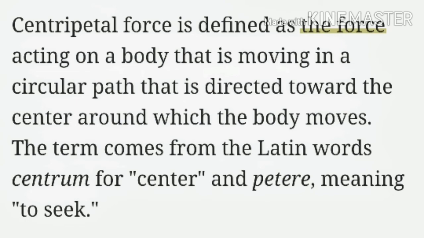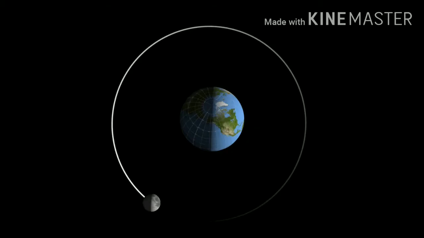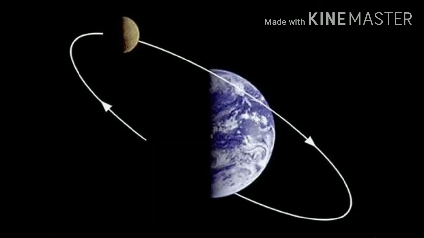Our second point is centripetal force. As we all know, centripetal force is the force acting on any object moving along a circle which is directed towards the center of the circle. Some examples of centripetal force: the moon revolving around the earth is the best example of centripetal force.